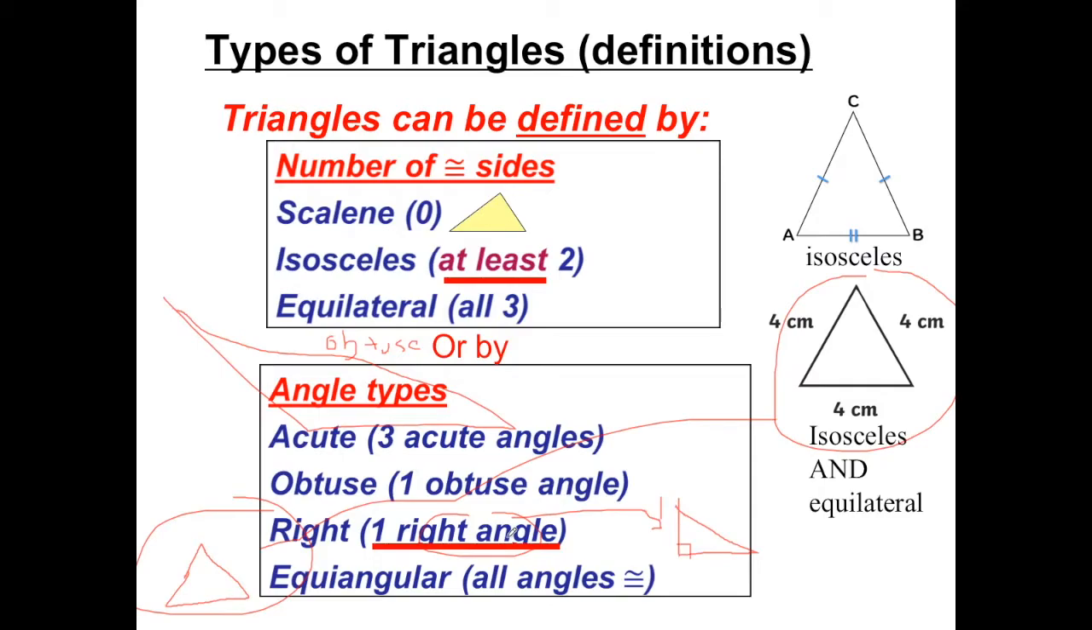Okay, those are the names for triangles. Hey, you've got this kind of triangle, you've got to know, you're either talking about what types of angles are in them. Acute, all 3 acute angles. Obtuse, one obtuse angle. One right angle, and equiangular.